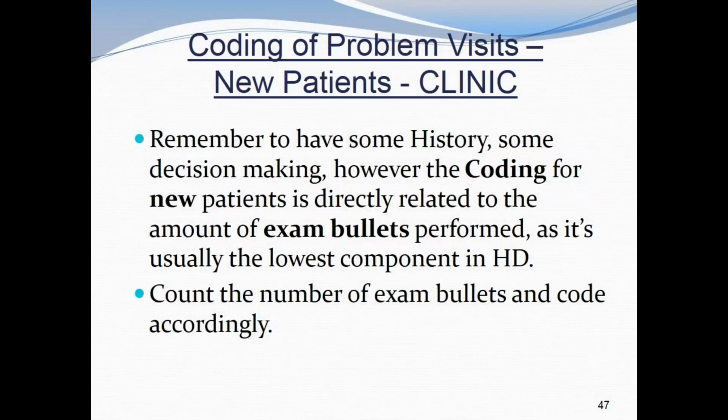So let's go over how to code again, because like I said, I am a broken record and I know this. I say it over and over and over. Remember to have some history, some decision making. However, the coding for new patients is directly related to the amount of exam bullets performed, as it's usually the lowest component in the health department setting. So basically what you're going to do is you're going to have some history and you're going to have some decision making, but the way you're going to code for new patients is going to be how many exam bullets you have on that patient. And you're going to count that number of exam bullets and code accordingly.